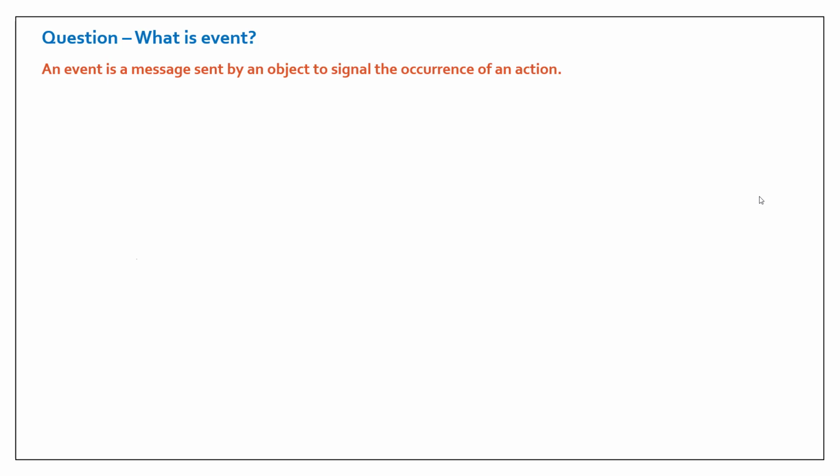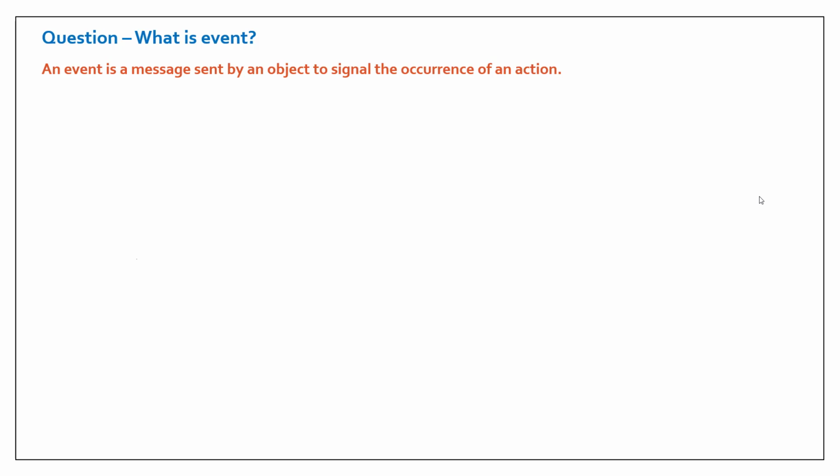So today's topic is what is event? By definition, event is a message sent by an object to signal the occurrence of an action. That means if something is happening, we can say, right, occurrence of one action. Then we can send some notification or messages to somebody.